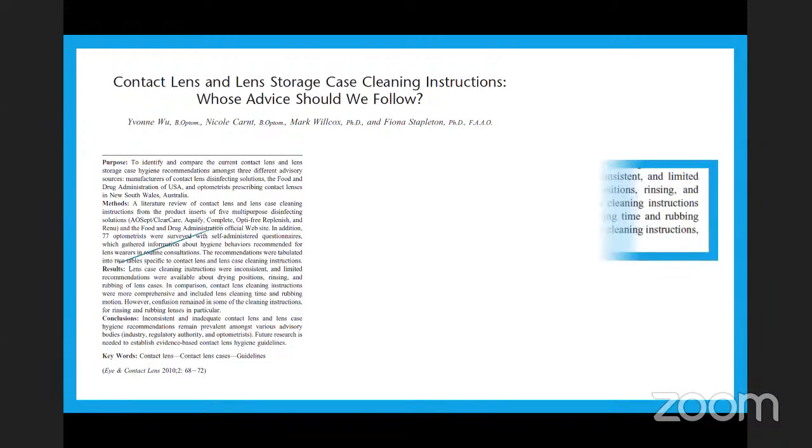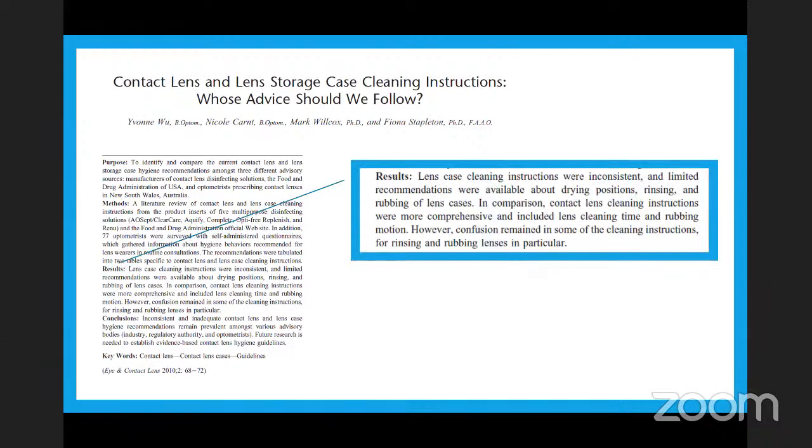So the study stated that lens cleaning instructions were inconsistent, with limited recommendations about the drying position, the rinsing, and the rubbing of the lens case. This is something to look at, because we forget that these instructions are important to be given to our patients. So make sure that you correctly explain to them. You have to put the lens case upside down, air dry it. Clean with multipurpose solution, sorry, and rinse with the saline, and put it upside down.